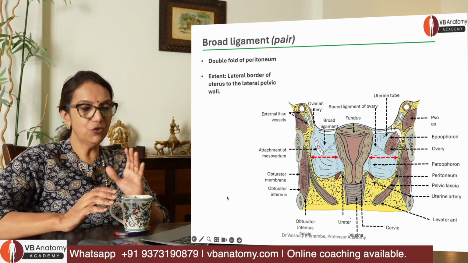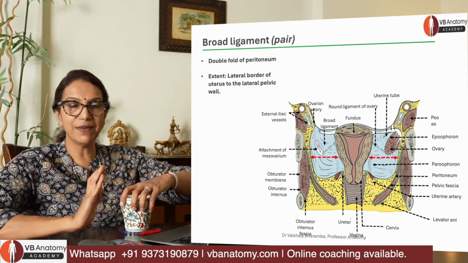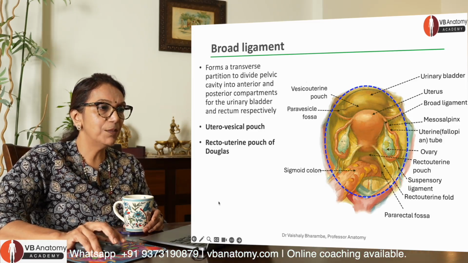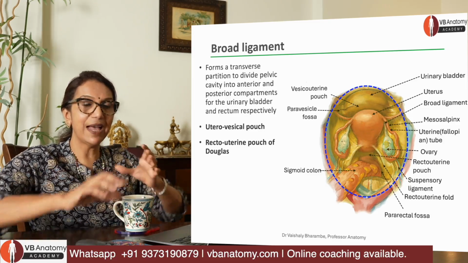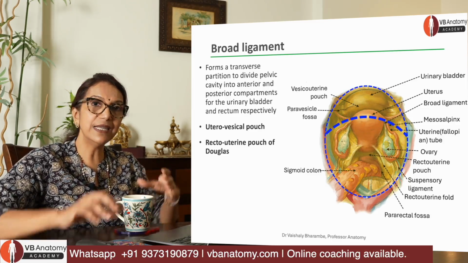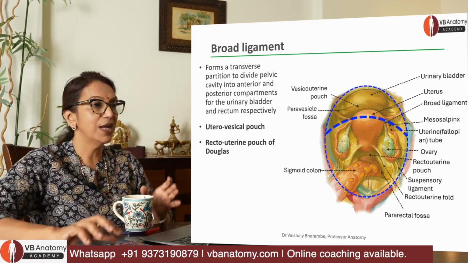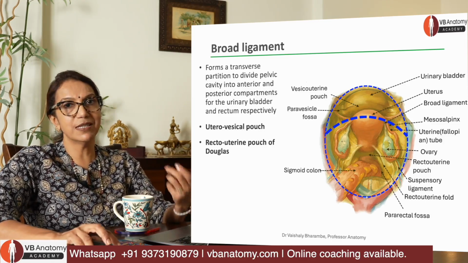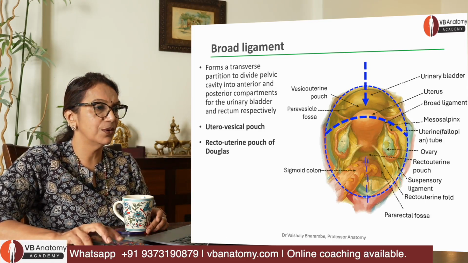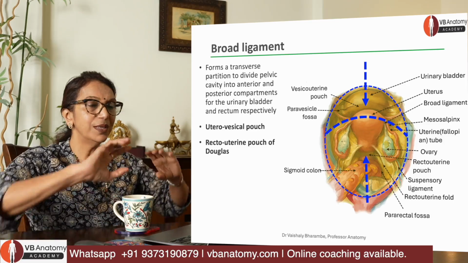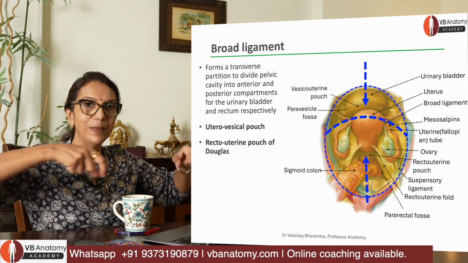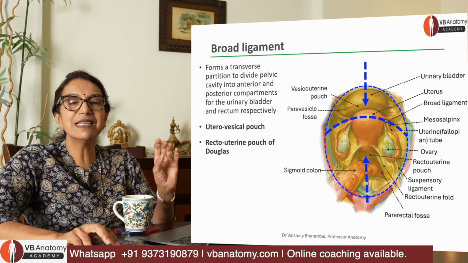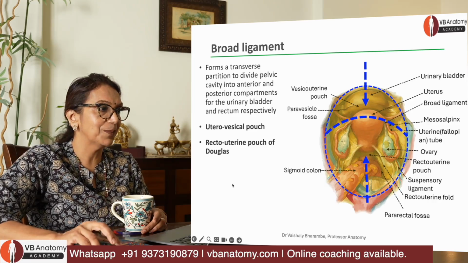It extends from the lateral border of the uterus to the lateral pelvic wall such that the broad ligament helps to divide your pelvic cavity into an anterior pouch and a posterior pouch. Anterior pouch you already know is called vesicouterine pouch, posterior pouch which is the rectouterine pouch of Douglas. So these two pouches are formed because of the completeness of the broad ligament that is dividing your pelvic cavity. This is rather simplistic way of helping you understand it.